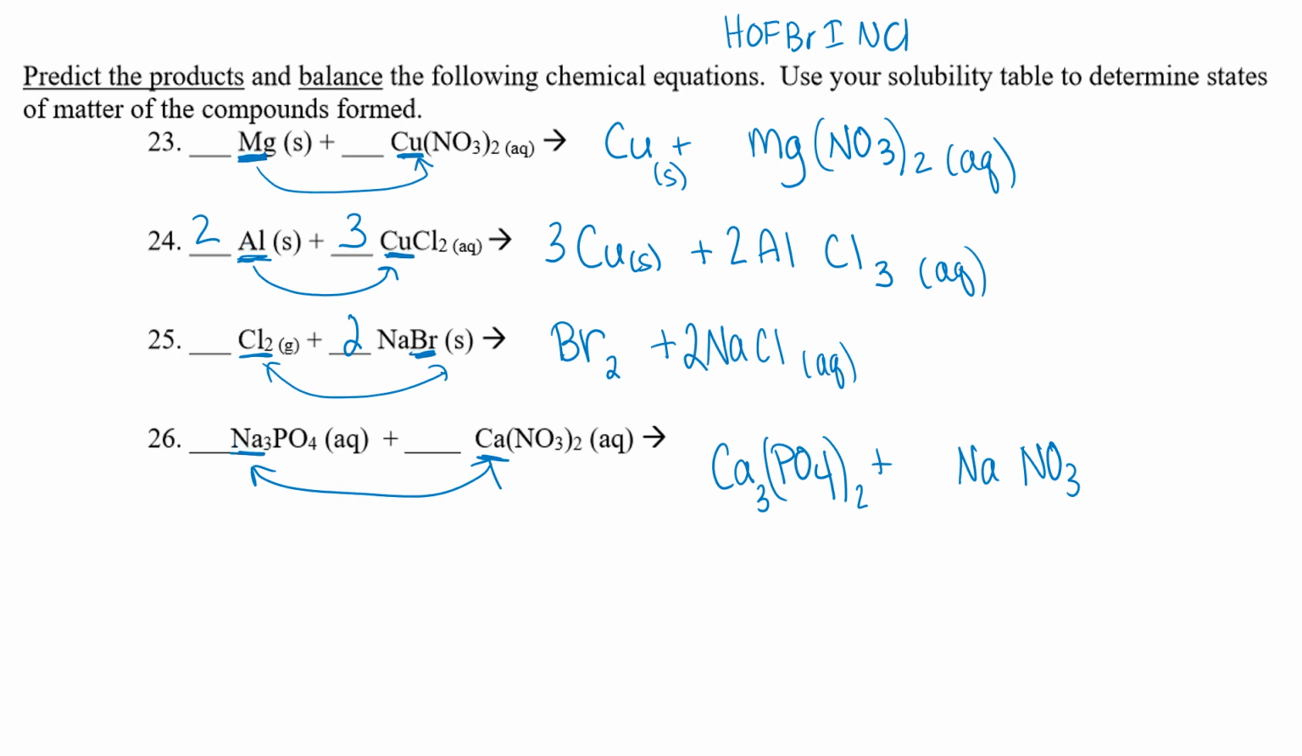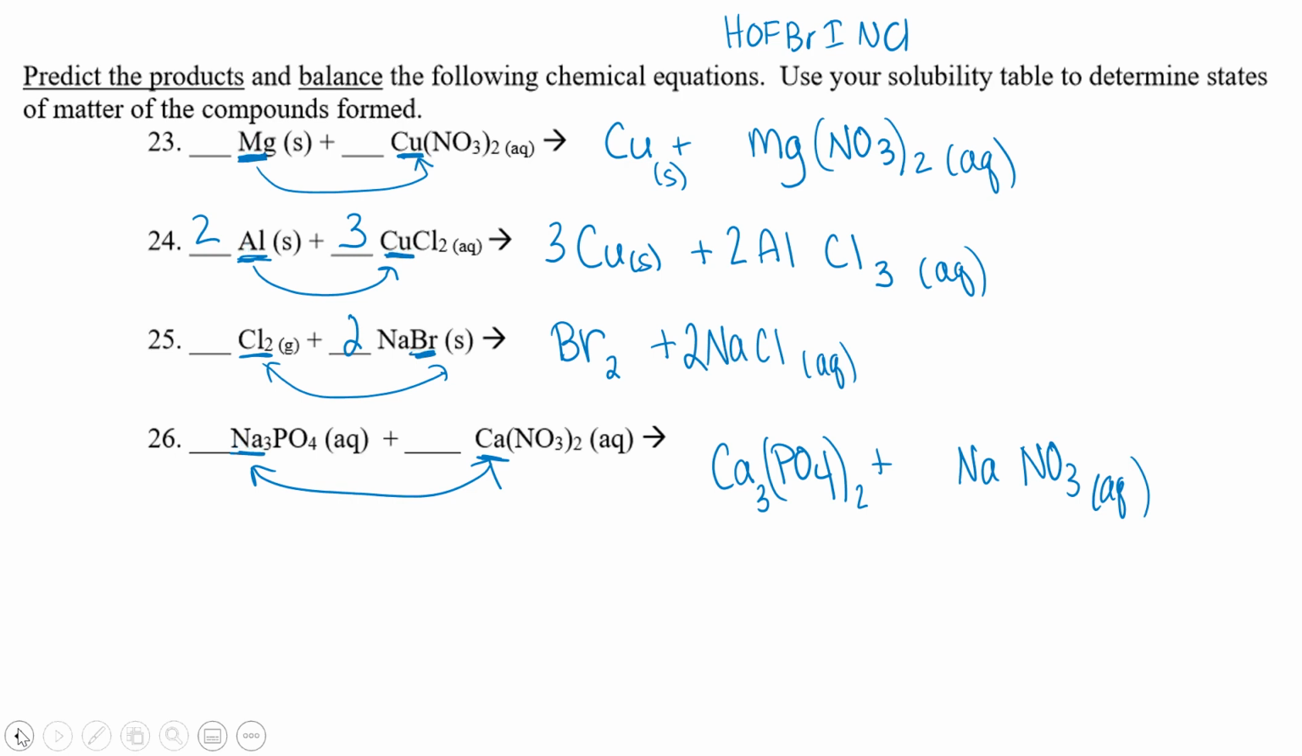And then sodium is +1, nitrate is -1. So in this case, they do add up to 0, so no subscripts needed. And then if I want to figure out these states of matter, we said before that any compound containing NO3 is always going to be soluble. So that's aq. And then over here, calcium phosphate.